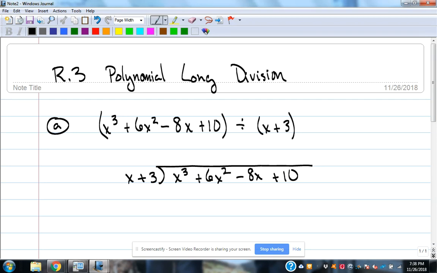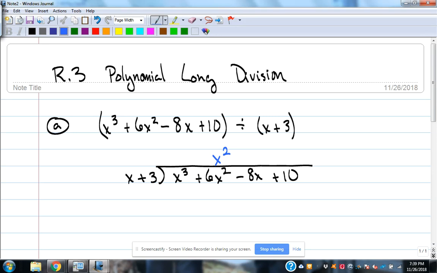So we look at this x and we think, okay, what times x will get me x cubed? X squared. That's the way you want to think when you're doing polynomial division. Polynomial long division is all about multiplication. What times x gets me x cubed? It's x squared. So an x squared is going to go on top right here.